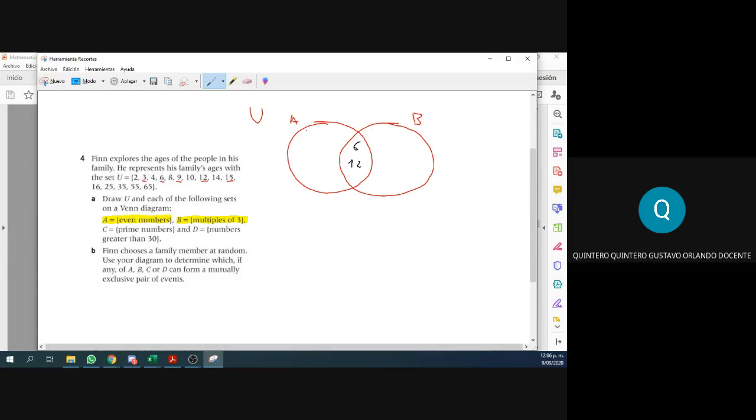Now, I'm just going to write the rest of the numbers here. So we have the even numbers, right? So 2, 4, 6. 6 is already there, right? 8, 10, 12, 14, 16. All right. And in the multiples of 3 part, in the set B, we have 3, 6, 9, 12, 15. Beautiful.